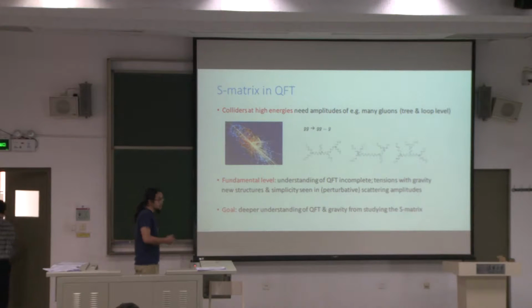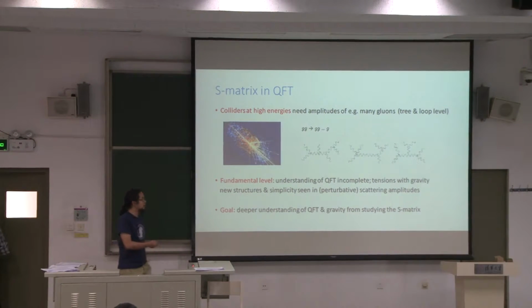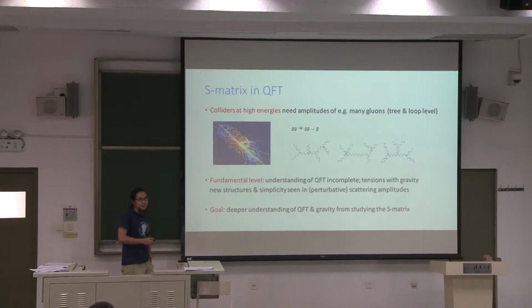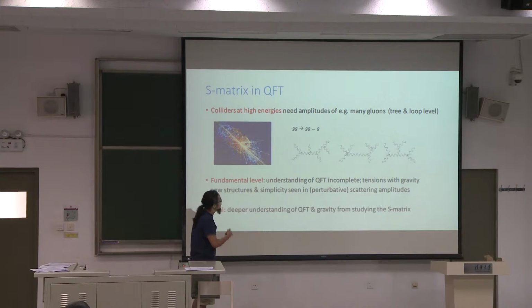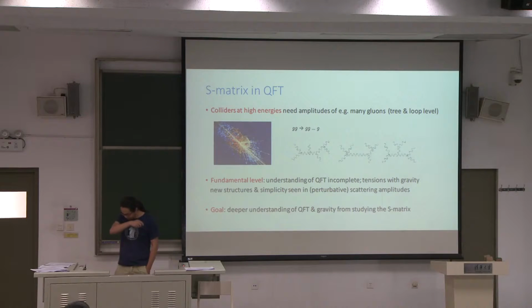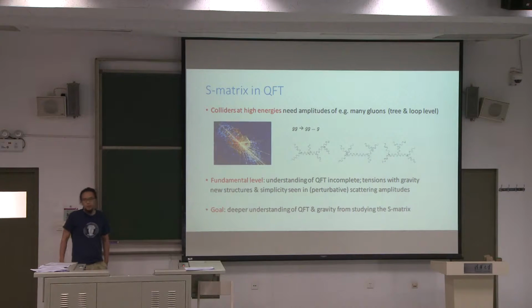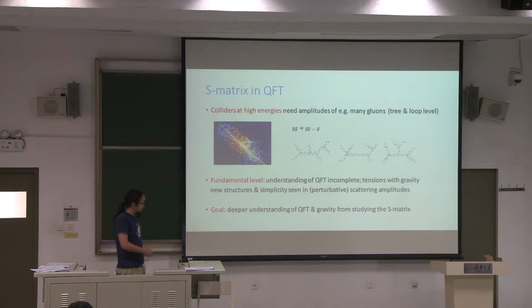Since this is the first talk of this amplitude session, I'd like to give some general remarks. We all care very much about the S matrix of quantum field theories, and not only because they are needed for colliders. When we consider proton colliders, you really need amplitudes of many gluons, both tree and loop level. But I think it's also very important at a fundamental level that the S matrix provides us with a way of seeing deeper and more profound structures in quantum field theory and also in quantum gravity. Whatever new things happen there should already be seen in the form of the perturbative S matrix, as we will see shortly. So the goal is to understand more about quantum field theory and gravity from the study of the S matrix.